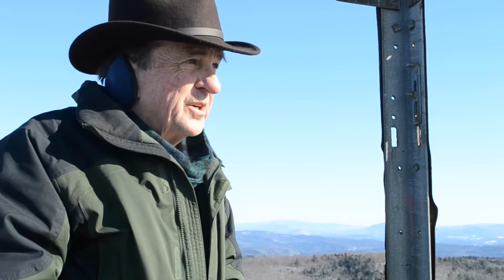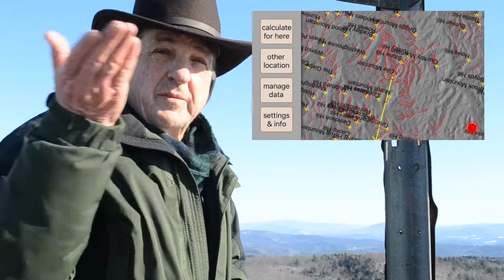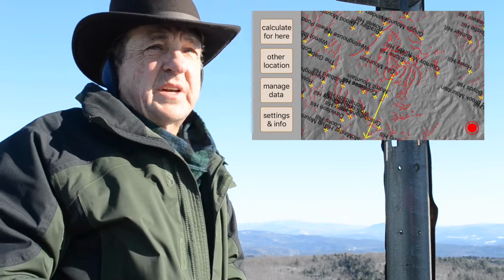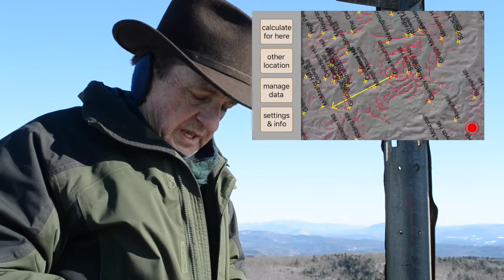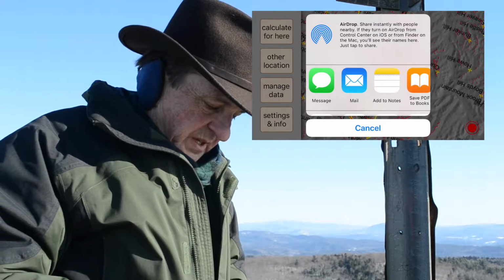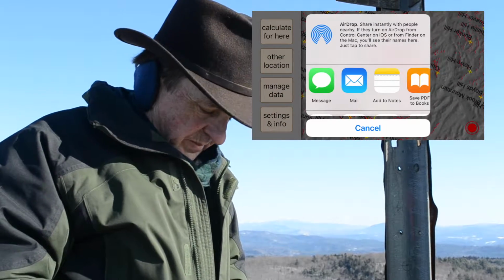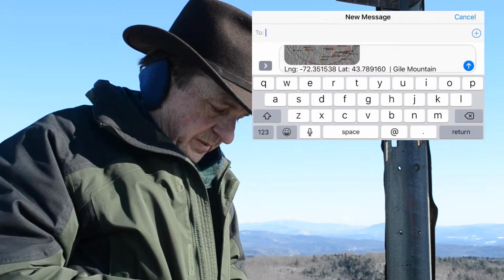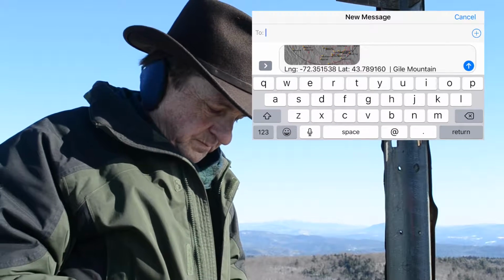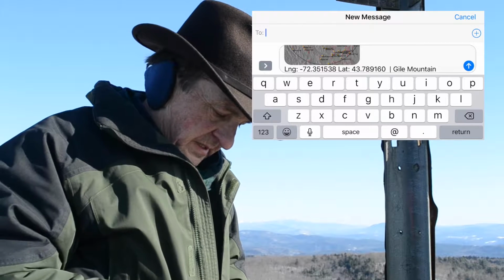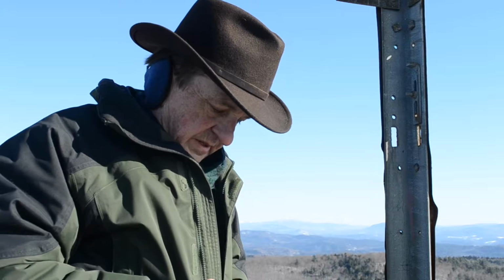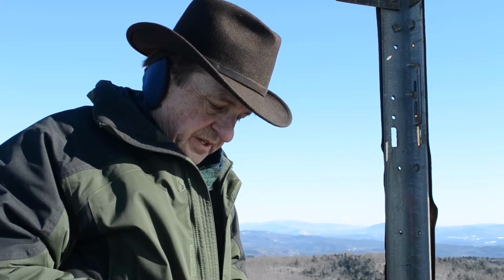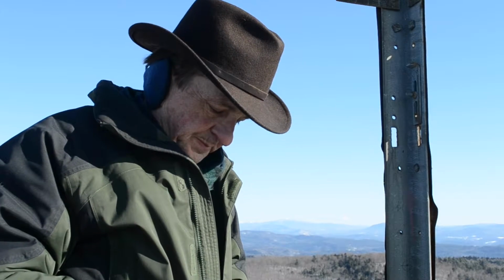One last thing I wanted to show you is that once you've created this profile of the mountains and the map, you can send it to yourself or to a friend of yours. So I'm going to push that, the thing that looks like a click button, and I can message it. So I'm going to message it to myself. It tells you latitude, longitude, and location. And off it goes.